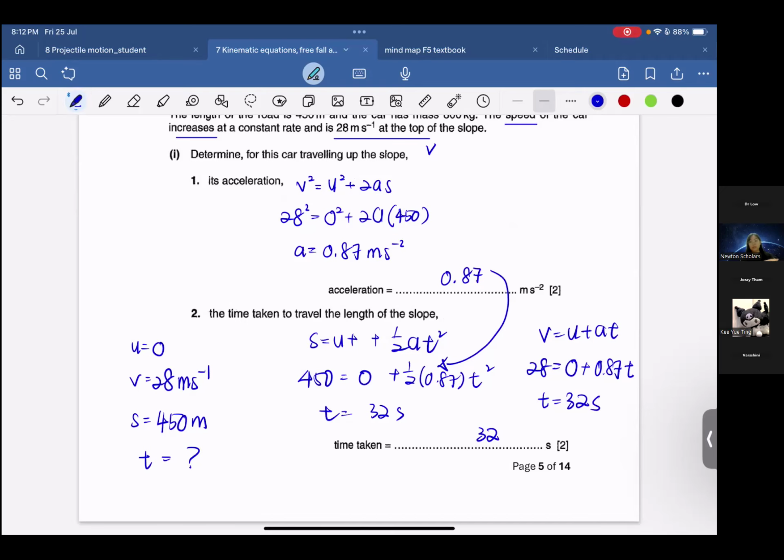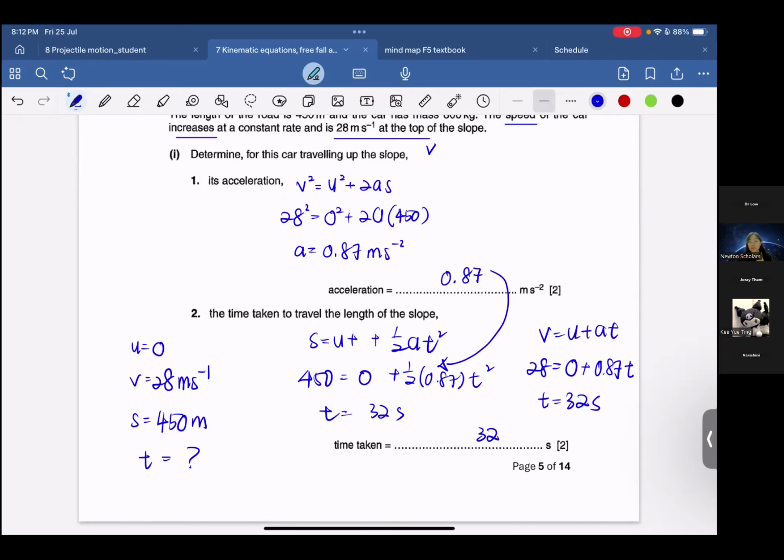Any questions? If no question, then we are going to proceed. Let me check. V equals U plus AT. Yes. Thank you, Junho, 32. Correct. Hai Qian, no question. Okay. Yue Ting: Teacher, can I write 32?